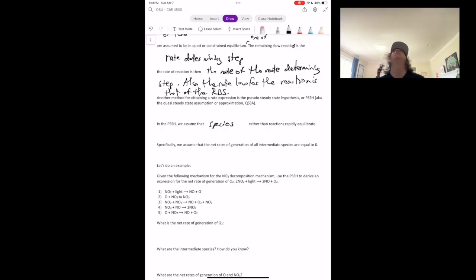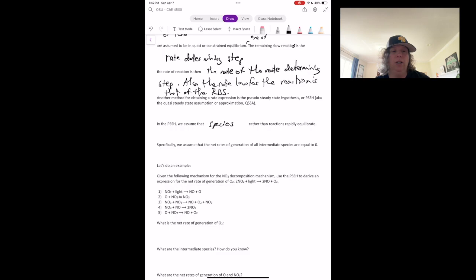So this hypothesis, the PSSH method, is a good model to use when you have species with fleeting existences. For example, gas phase reactions that rely on collisions between gas phase molecules. Two molecules might collide and break apart to form a radical species. That radical species is going to be pretty reactive. It's not going to have a very long lifetime, and hence its concentration is going to rapidly equilibrate. This is a place where a pseudo-steady state hypothesis would be a good method to use.